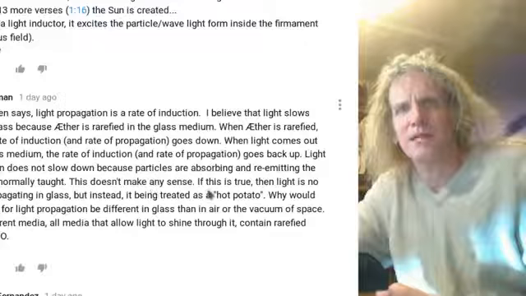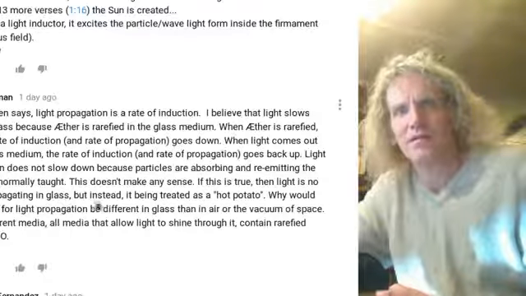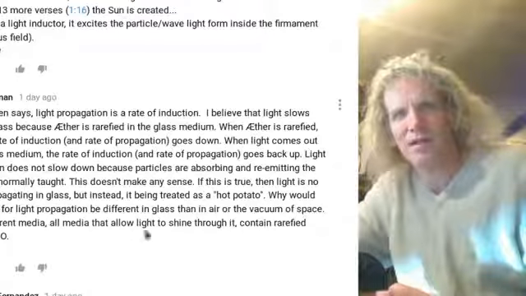Doesn't make any sense. If this is true, then light is no longer propagating in the glass, but instead is being treated as a hot potato. Why would the reason for light propagating be different in glass than in air or the vacuum of space? All transparent media, all media that allow light to shine through, contain rarefied ether.